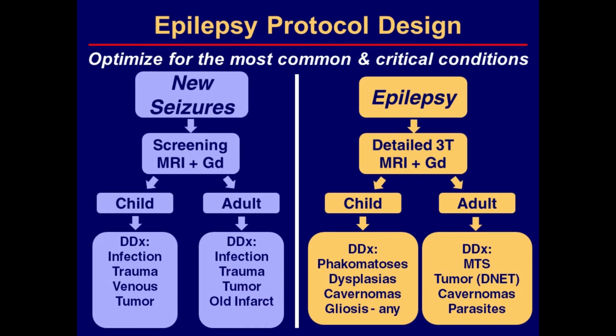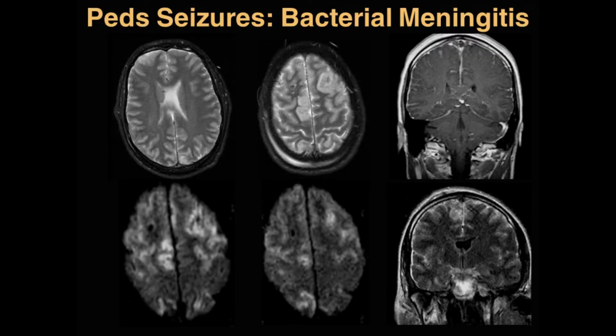So let's take this somewhat arbitrary classification and put it to work. See if we have a patient who's either pediatric or adult with either a new seizure or epilepsy, how we can develop our protocol and look at some examples for each of these types of categories. So here's a child with new seizures, and this is one of the things I worry about and I don't want to miss. This is a patient with bacterial meningitis.